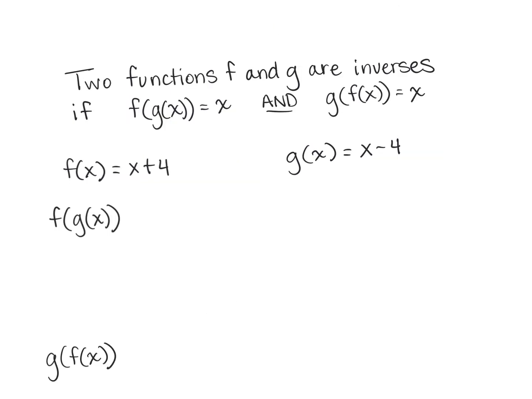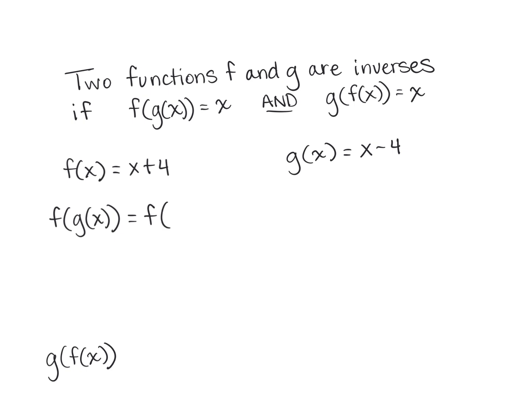The last little piece of this section says that two functions, f and g, are inverses if when you do their compositions both ways, you end up with x. So if something says, are these inverses, you can't just randomly guess and say, sure, I think they are. You have to actually show me. So we are going to go through and do both of these compositions.